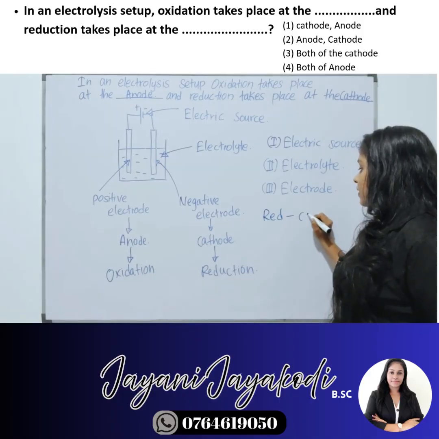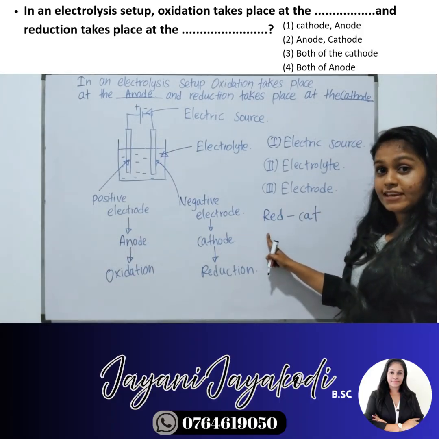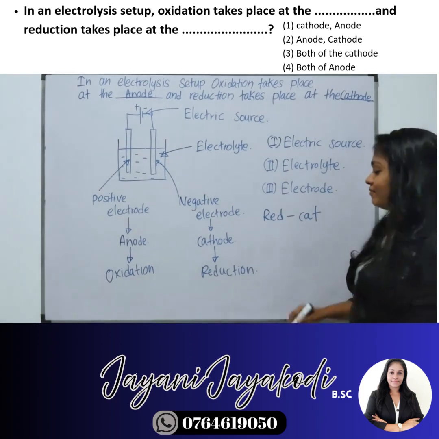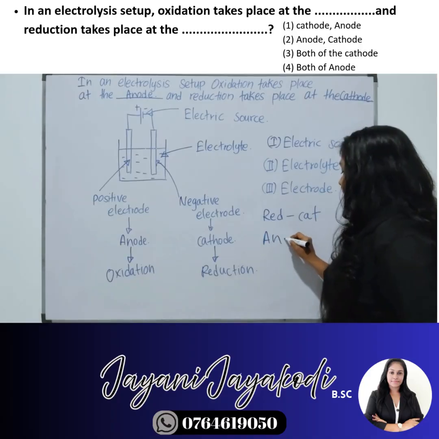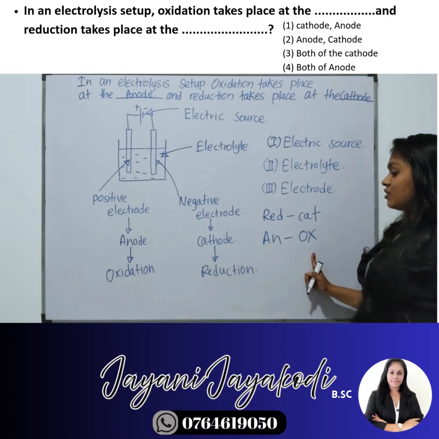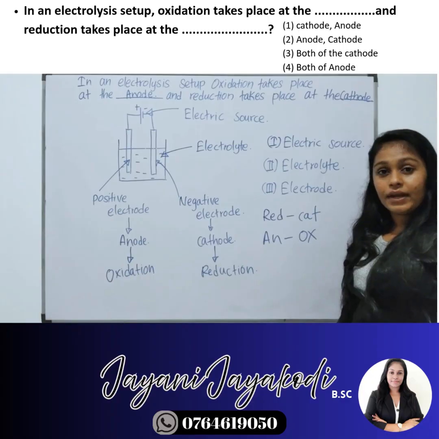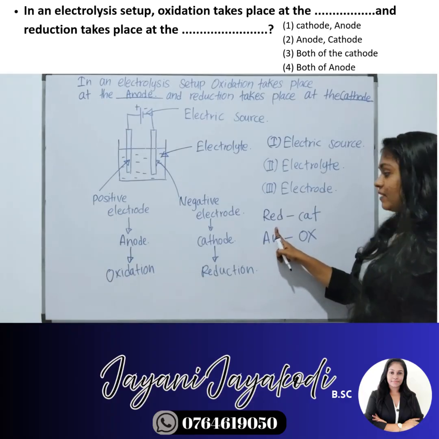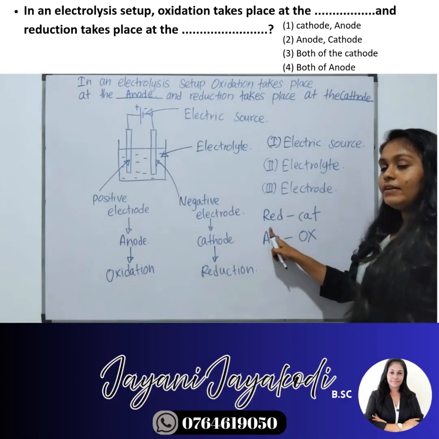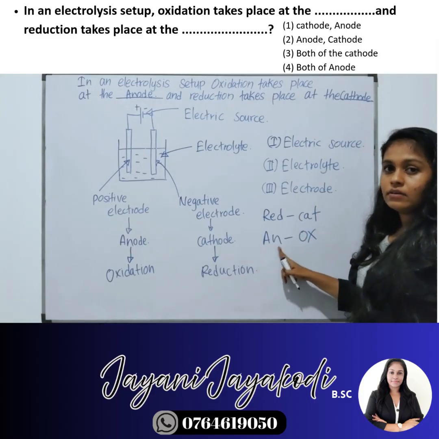Red cat. Reduction takes place in the cathode. And ox. Oxidation takes place in the anode. Again, I am giving you the trick. Reduction takes place in the cathode. Red cat. Anode oxidation, and ox.